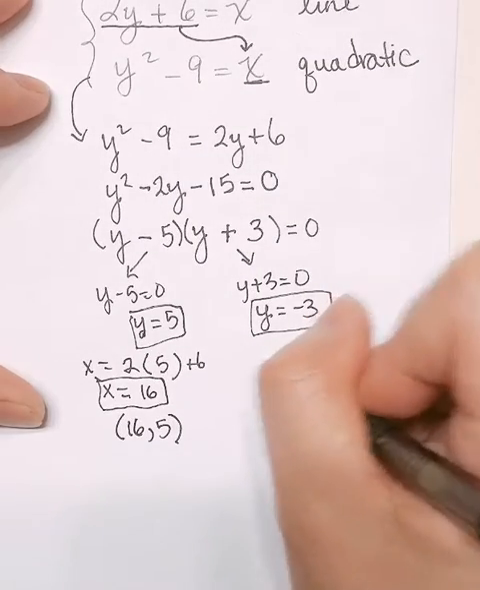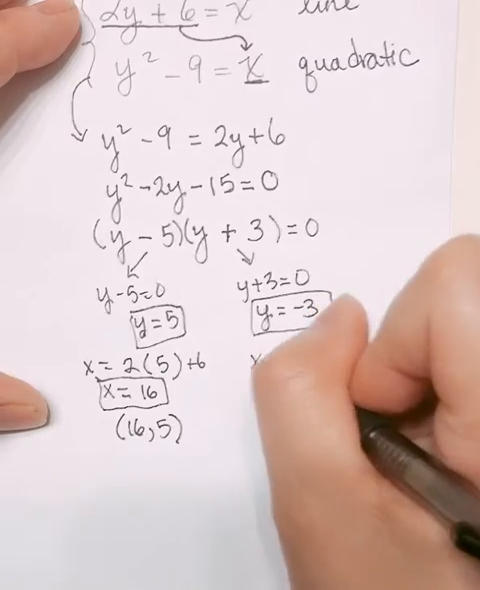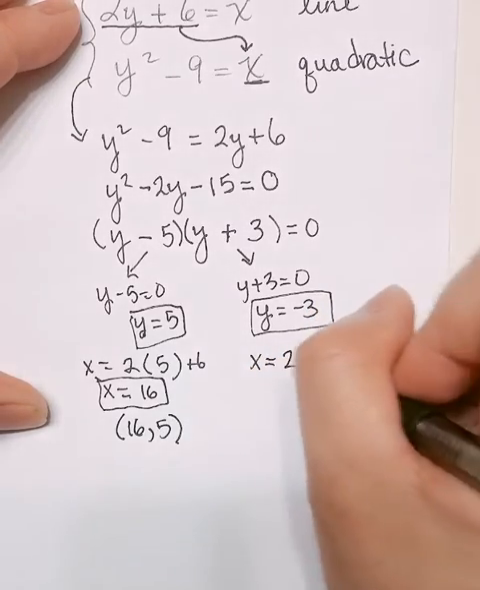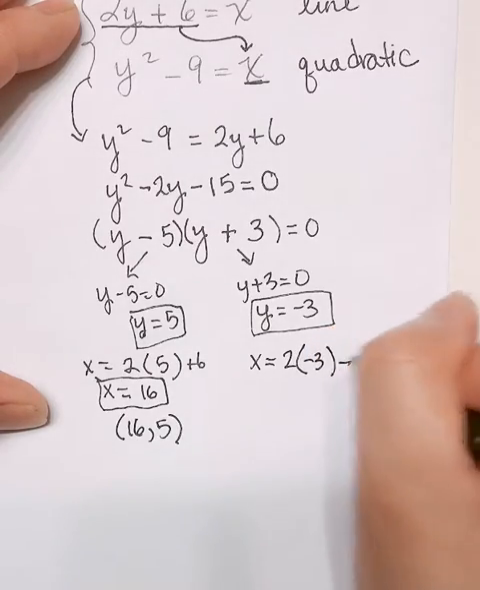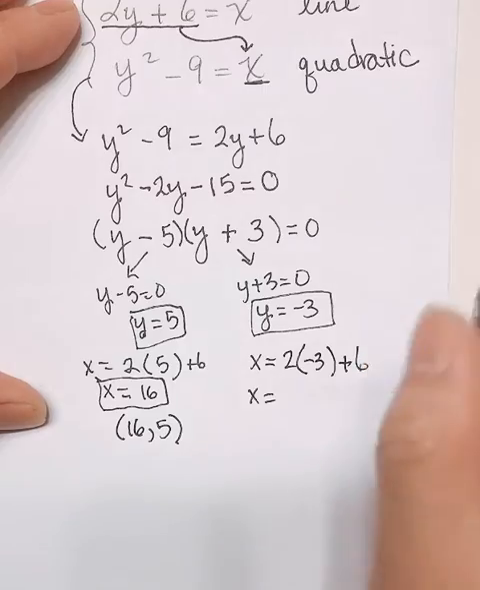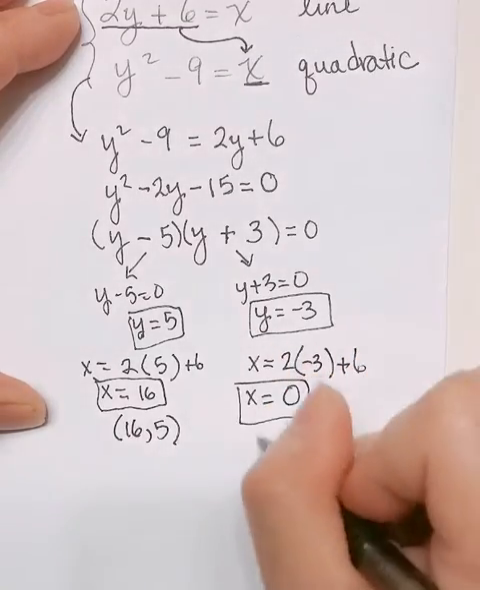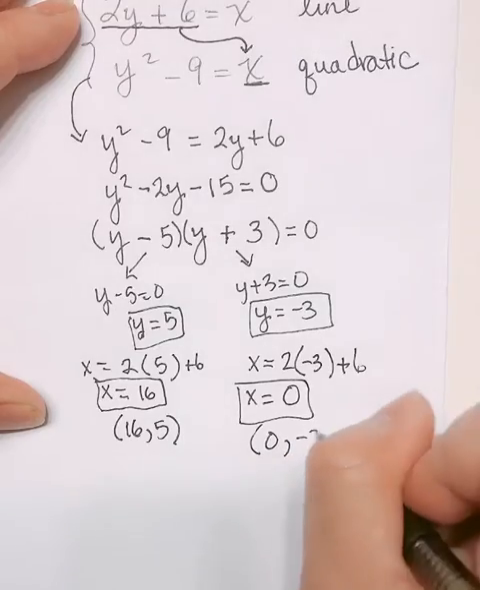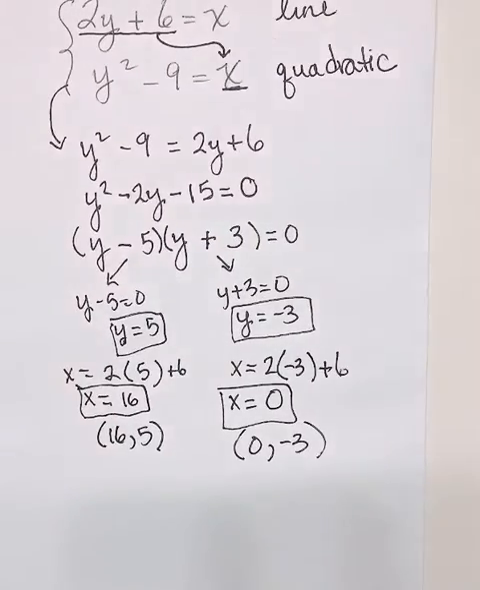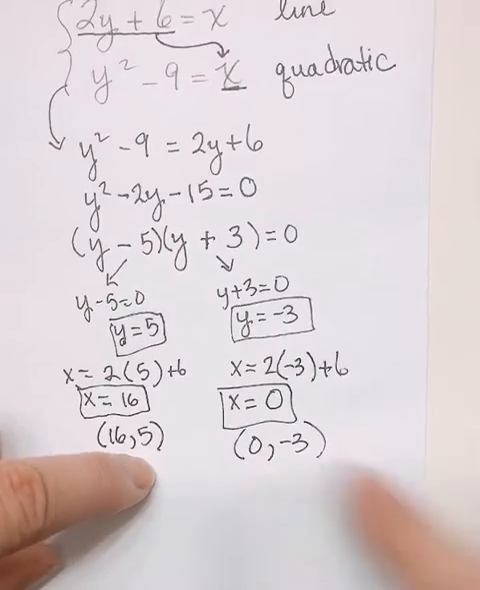Then for the next one, I'm going to use the same equation to substitute, but with a different y value. So x equals 2 times, instead of 5, negative 3, and then plus 6. This is negative 6 plus 6, which is 0. So my second ordered pair is going to be (0, negative 3). If you graph both of these equations, you're going to see a line going through a parabola at these 2 points. I hope that helps.